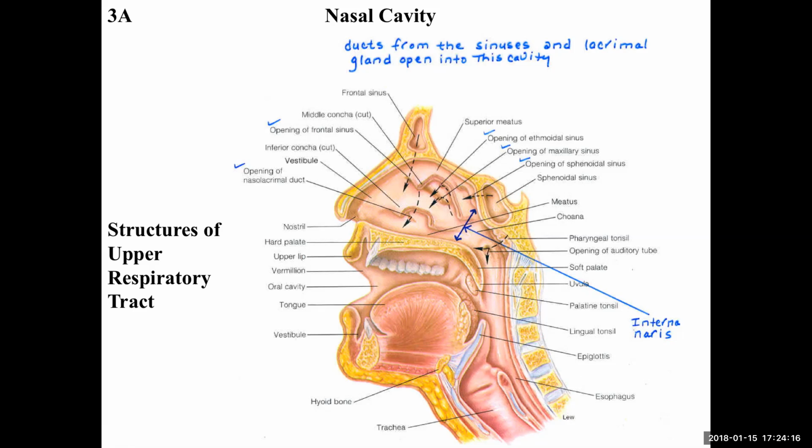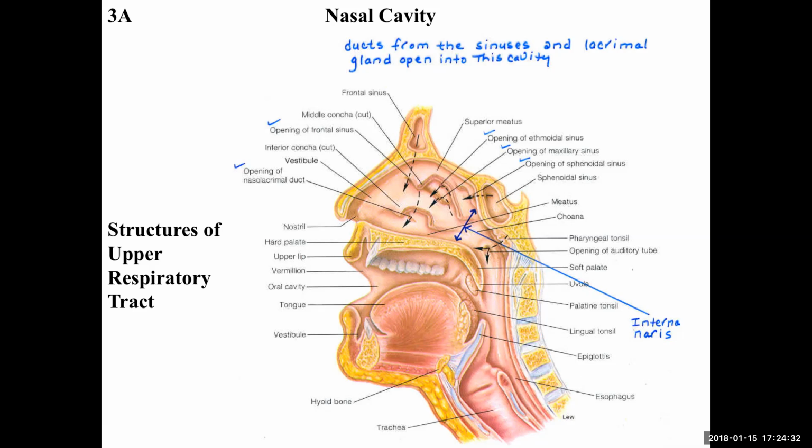The function of the internal structures, all of them together, is to warm, moisten, and filter the air. They receive the olfactory stimuli, and they modify speech because it is a resonating chamber.